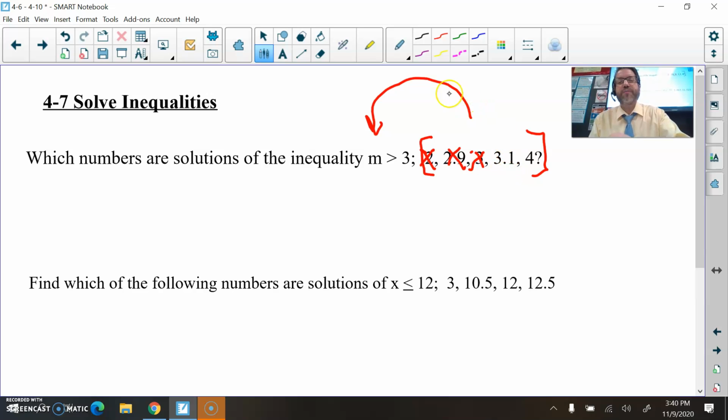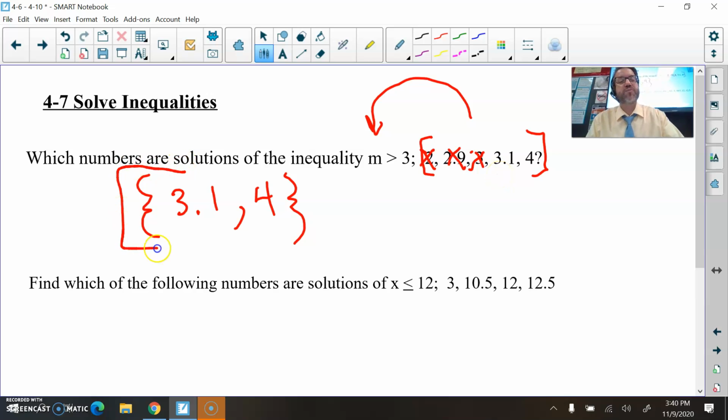How about 3.1? Drop that in here. Is it greater than 3? Yes, that one is. So I'm going to write down 3.1. And then finally, 4. Test that one out. Substitute in for m. Is 4 greater than 3? Yes, it is. So which numbers are solutions of the inequality m is greater than 3? Well, 3.1 and 4. I could even put little brackets around this to show this is my set of solutions from these 5 choices, which are solutions to this inequality.